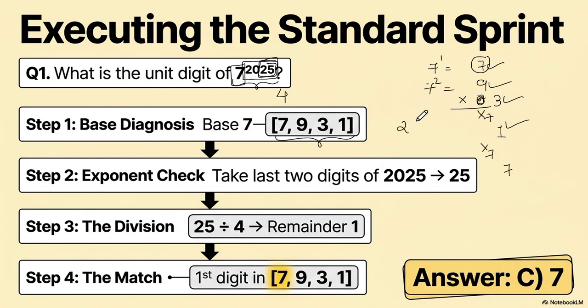So divide 25 by the cyclicity, which is 4. 4 sixes are 24, so the remainder is 1. If the remainder is 1, your answer is the first digit of the cycle, which is 7. Suppose you get remainder 2, then your answer is 9. For remainder 3, your answer is 3. And for remainder 0, your answer is 1. Here in this question we are getting remainder 1, so our answer is the first digit of the cycle, which is 7.